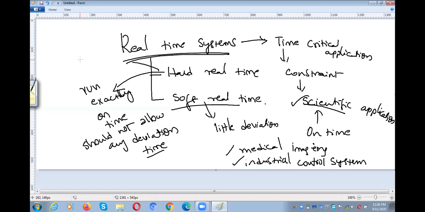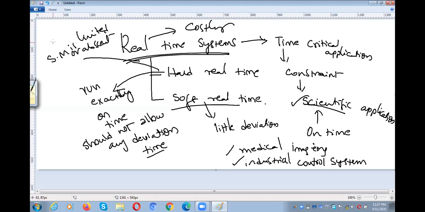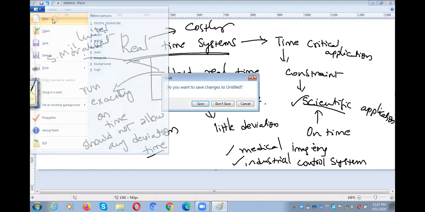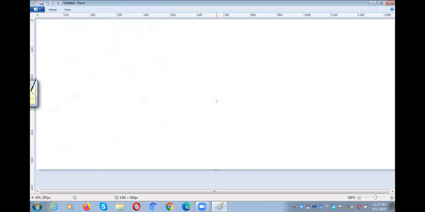Usually in the hard real-time system, the secondary memory is limited or absent. So we need to depend on ROM in that case. Because of that reason, all these are very costly. Is it clear to you all? Yes, madam. Okay.